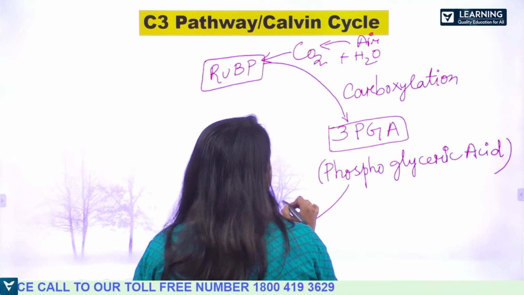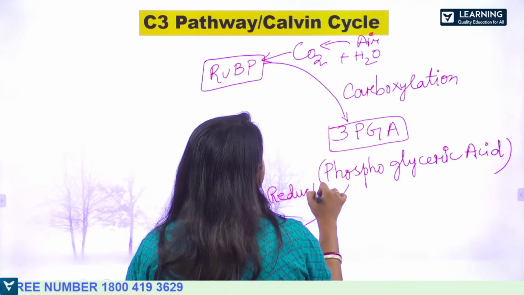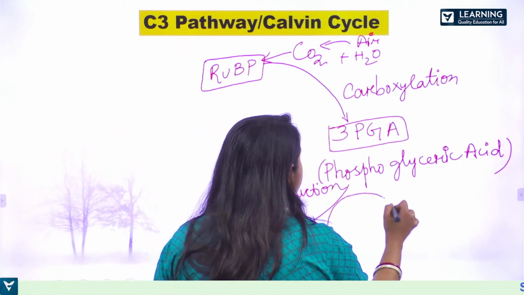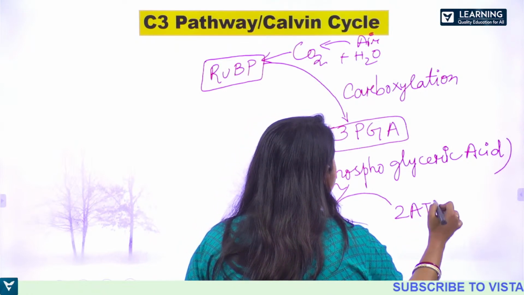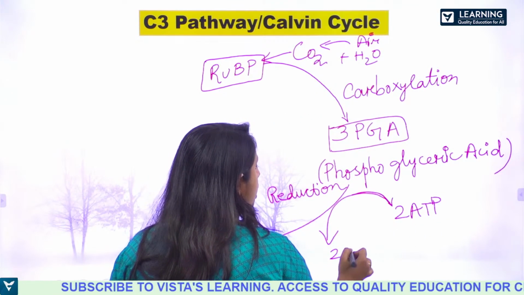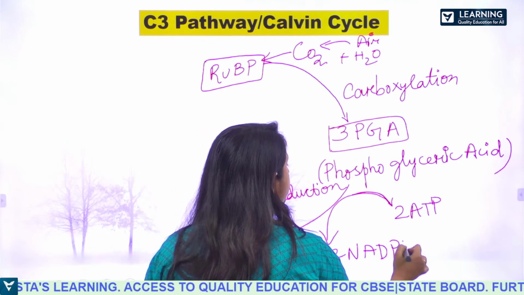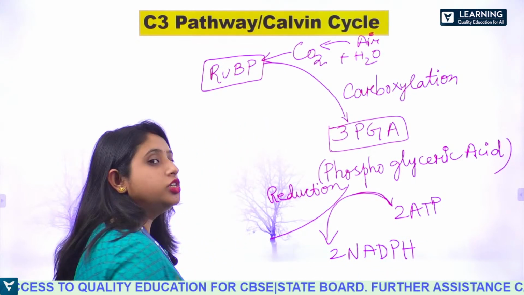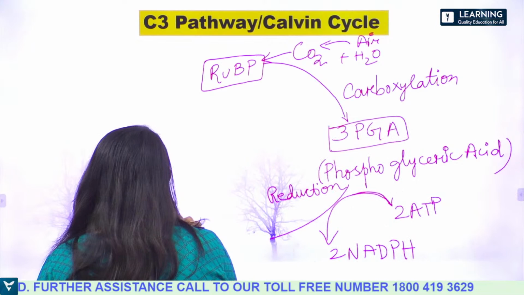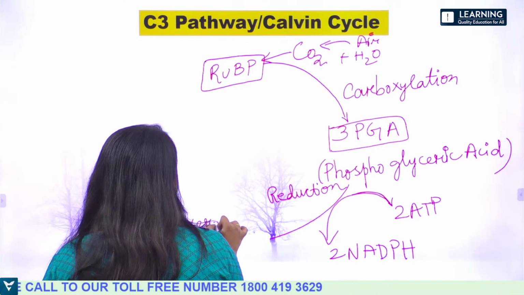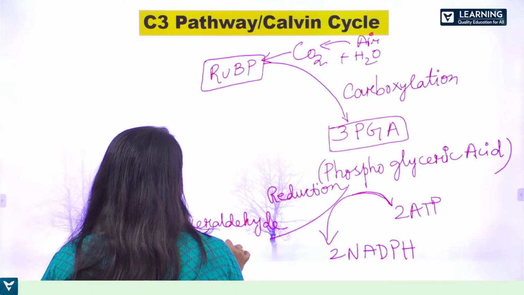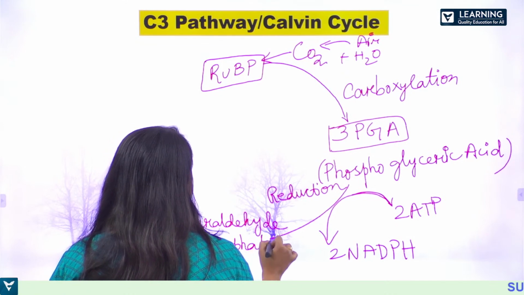Here reduction is taking place. Further breakdown of this 3-carbon molecule is taking place, and it uses what? It uses 2 ATP and 2 NADPH. Now what happens? It gets converted into triose phosphate, that is glyceraldehyde 3-phosphate.